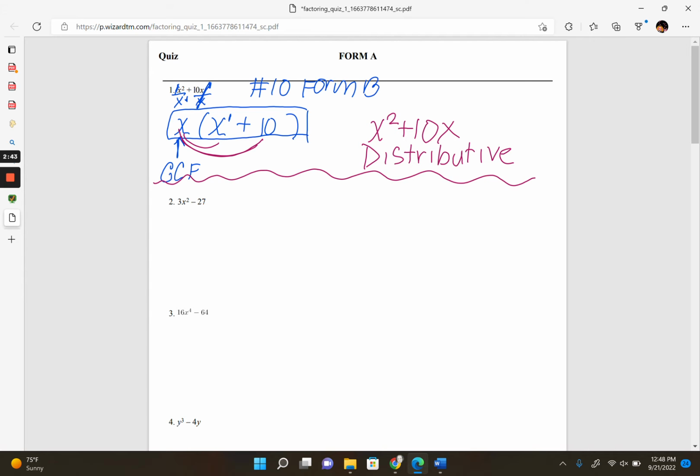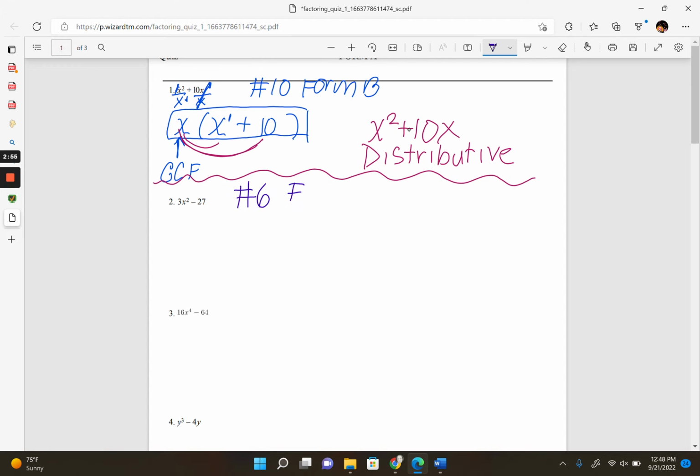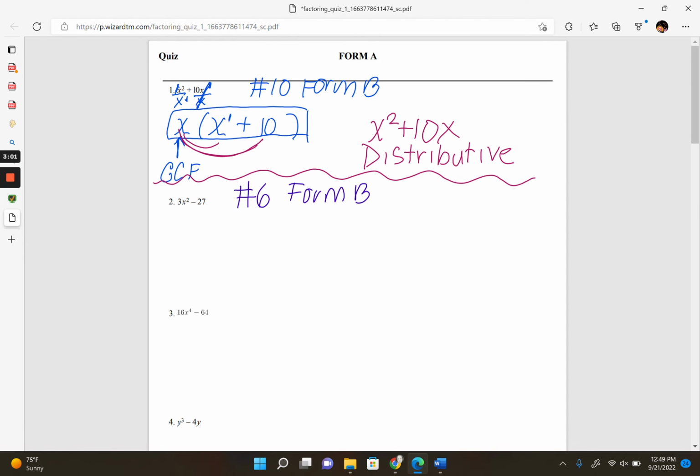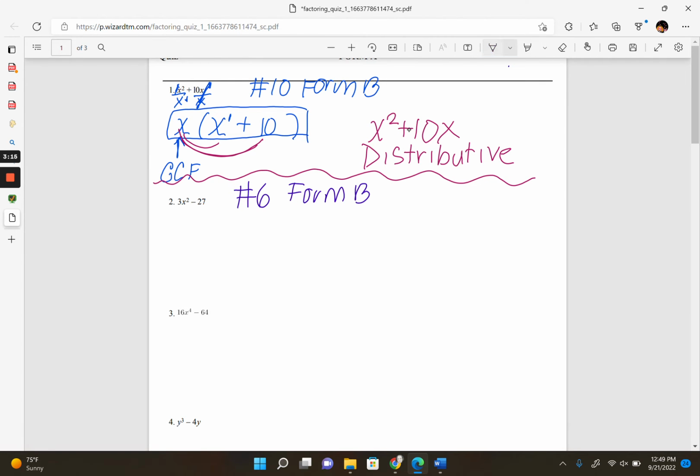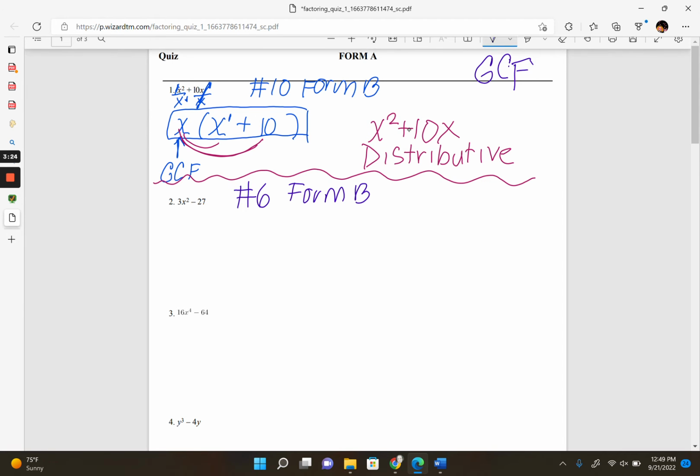Now number 2 on Form A corresponds to number 6 on Form B. Look in the upper right-hand corner of your quiz to see which version you have. The first step in factoring, GCF. Remind yourself over and over of that, GCF. So you want to take out the GCF first.